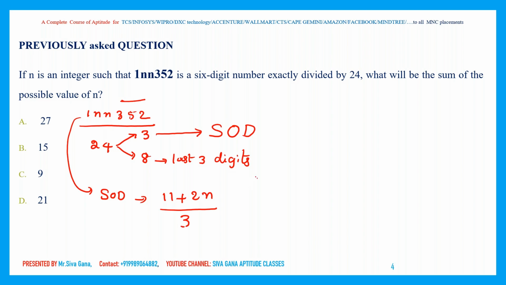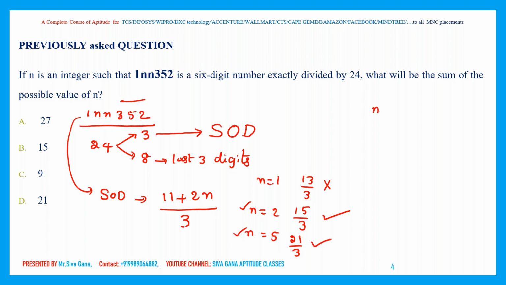What are the possible values of n? For n equal to 1, what is the result? It is 13. 13 is not divisible by 3. Okay. For n equal to 2, 4, 15. 15 by 3, yeah, divisible, right? This is one valid n. Similarly, for n equal to 3, not possible. n equal to 4, 19, not possible. n equal to 5, 21. 21 by 3, yeah, divisible. This is another valid n value.